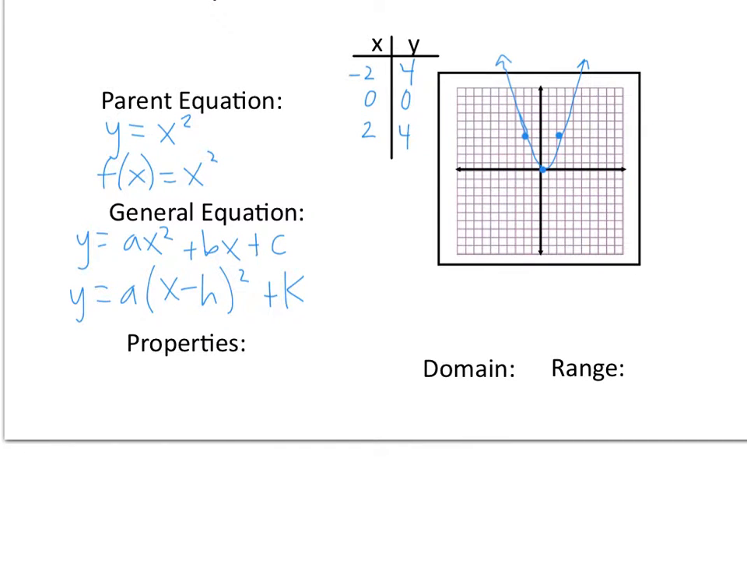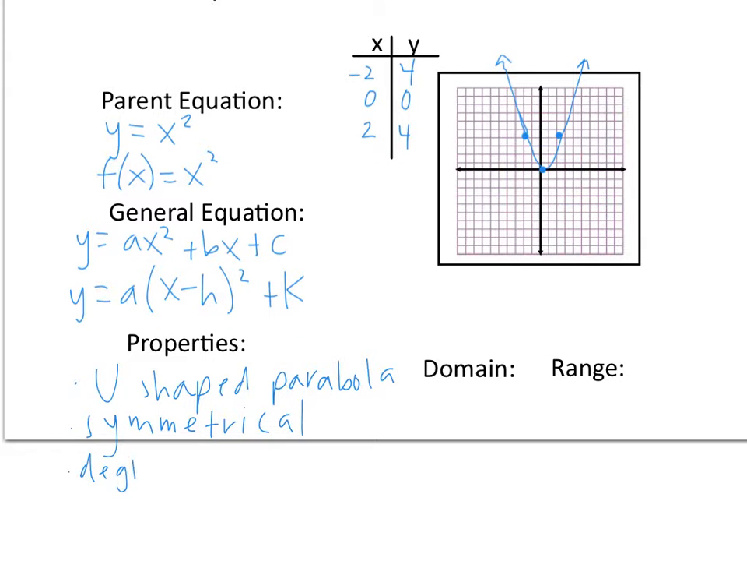We could say that we have a U-shaped parabola for the graph. Parabola. We also know that parabolas are symmetrical, and we have the axis of symmetry to prove that. A degree of 2 in quadratics. It's a degree of 2.